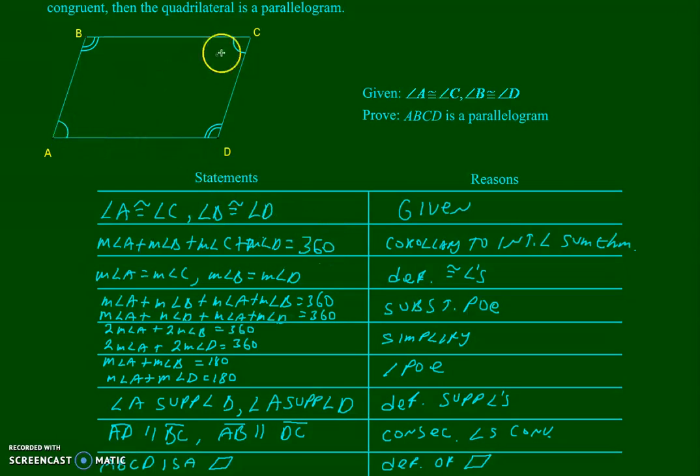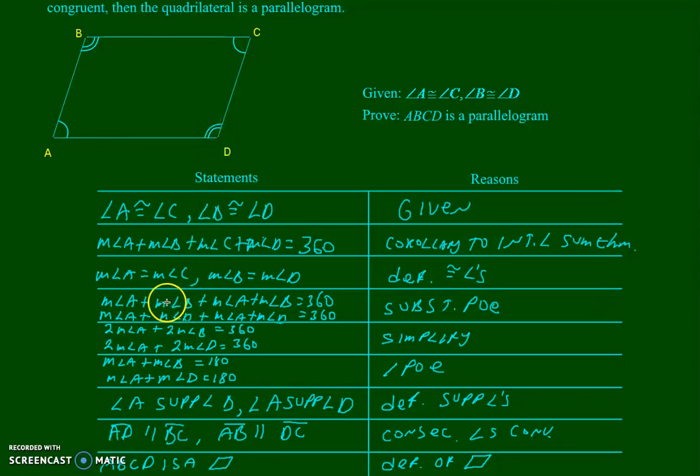Now we're given that A and C are congruent and B and D are congruent. That means the measure of angle A equals the measure of angle C, and the measure of angle B equals the measure of angle D. That's the definition of congruent angles. Now here comes the tricky part. We know that the measures of all these angles, A, B, C, and D, add up to 360. But we need to show that these two sides are parallel and these two are parallel. So what we need to show is that there's a relationship between these two angles and these two. So that's what we're going to be working through here.